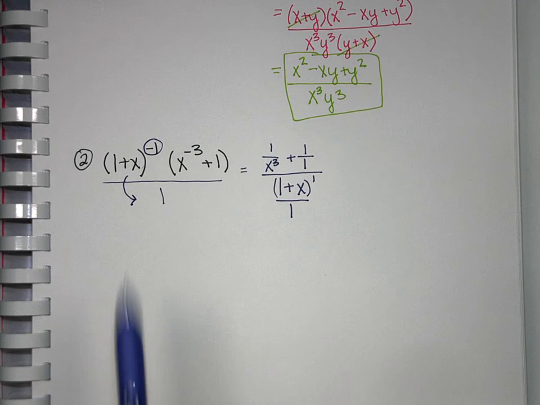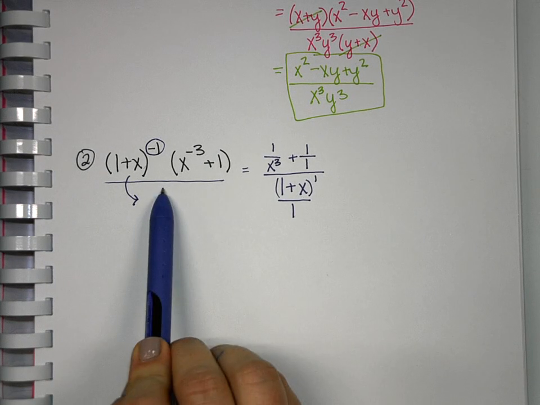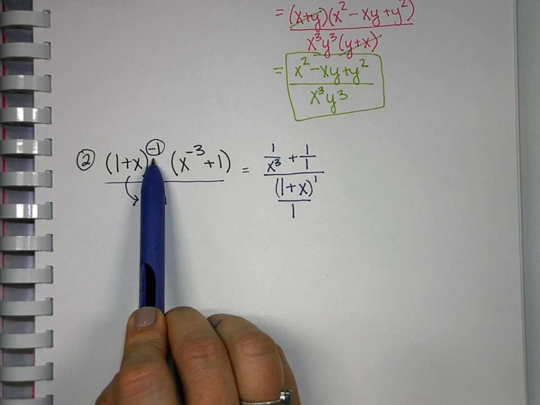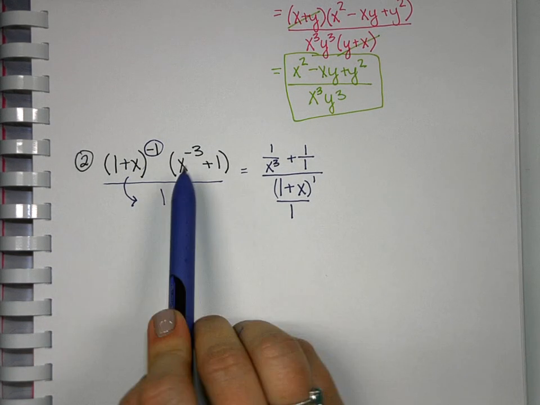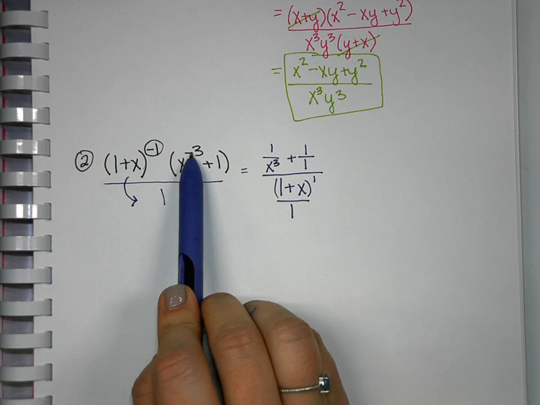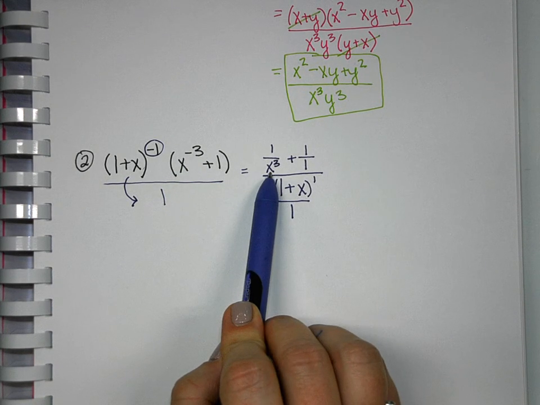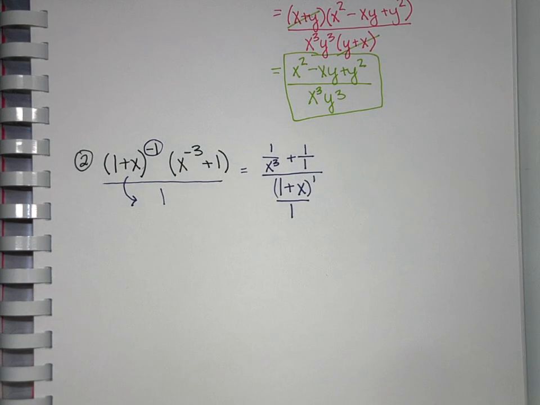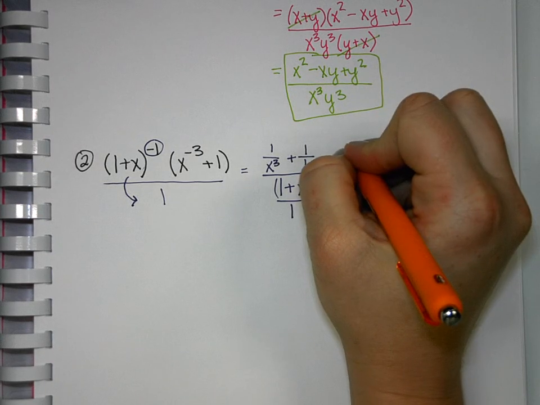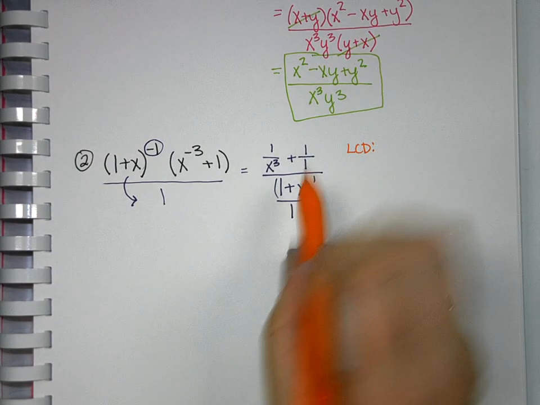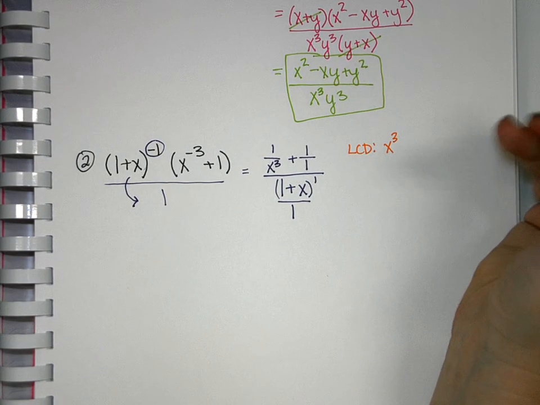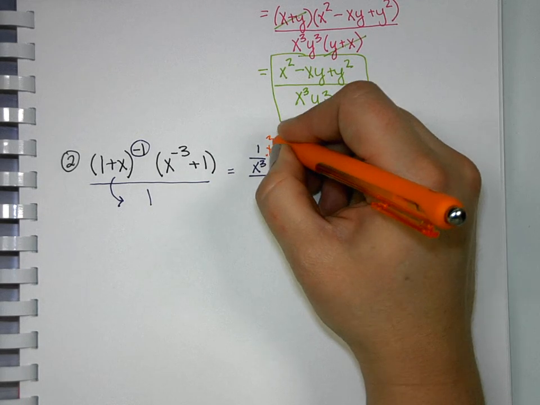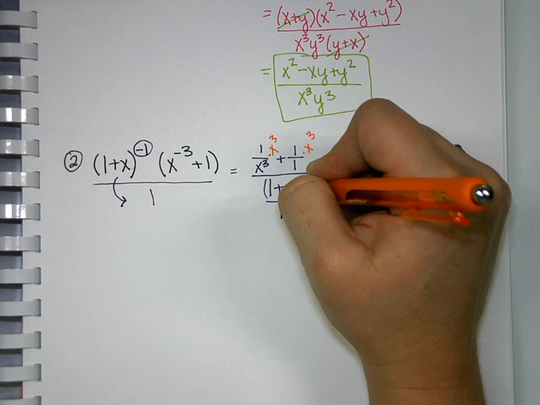So just again to recap, if you think of this whole expression being over 1, the whole polynomial here has the negative, so the whole polynomial comes to the bottom. And then on top, this x to the negative third becomes 1 over x to the third, and then 1 just stays 1 over 1. So now I can look for my LCD, which when I look, I have x to the third, 1, and 1, so I'm just going to multiply by x to the third. So each term will get multiplied by x to the third, including the denominator.